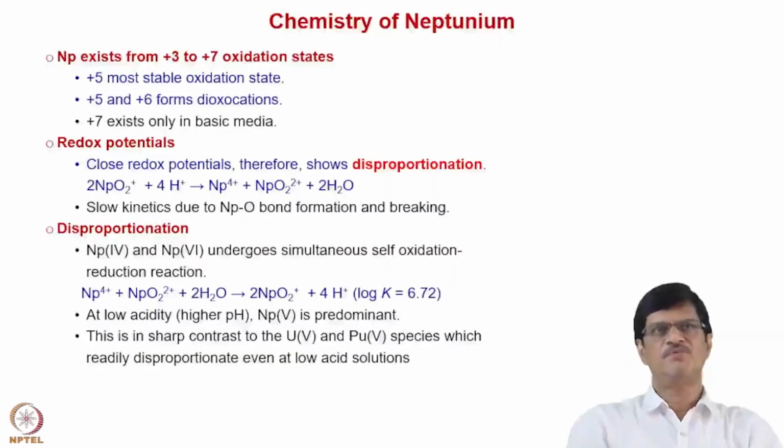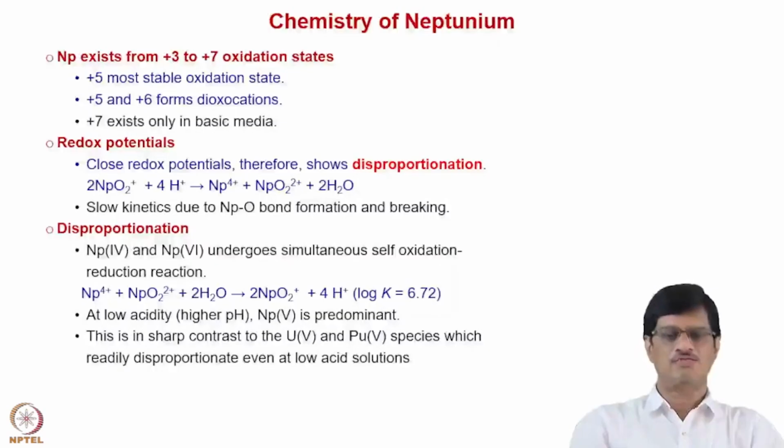Continuing the chemistry of neptunium, as I have already mentioned, the interest is in the neptunium ion in the +5 oxidation state, which is also the most stable oxidation state of neptunium. The +5 and +6 oxidation states form dioxocations. The +7 oxidation state exists only in basic medium. And neptunium ions undergo disproportionation.